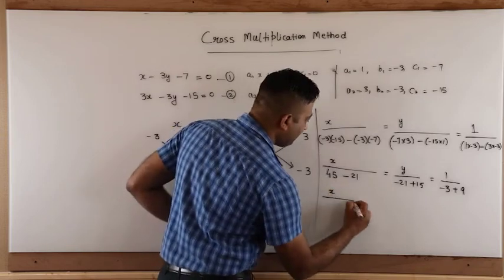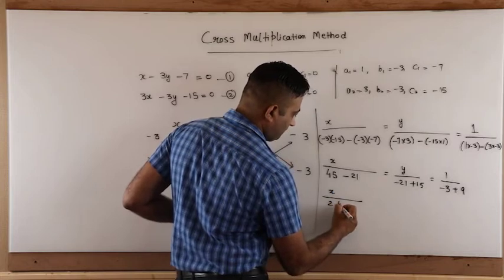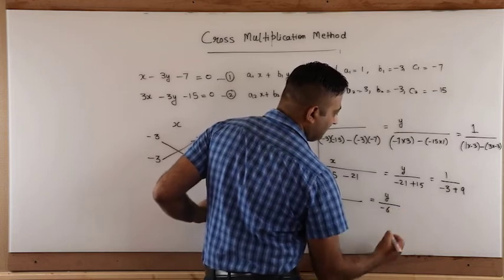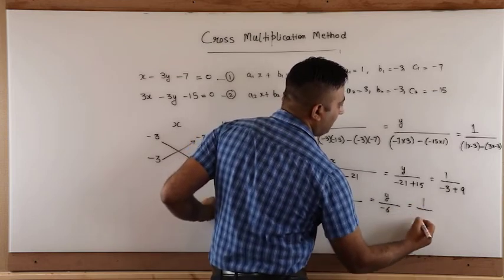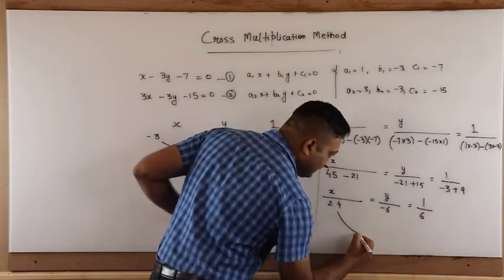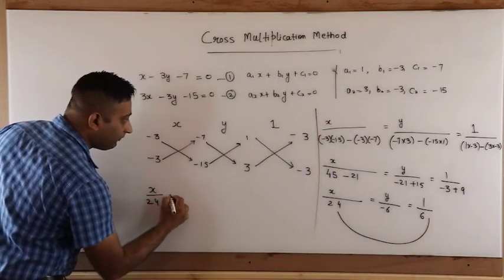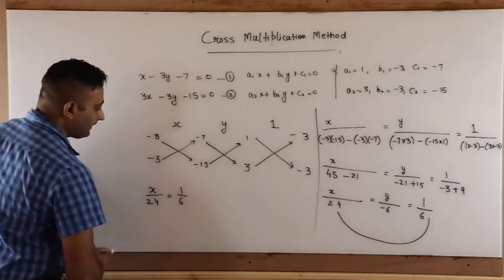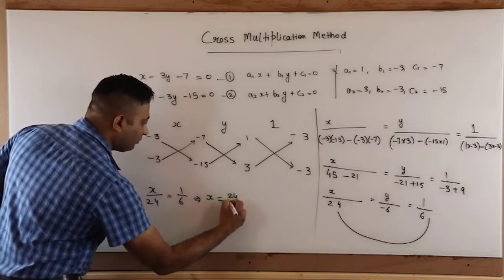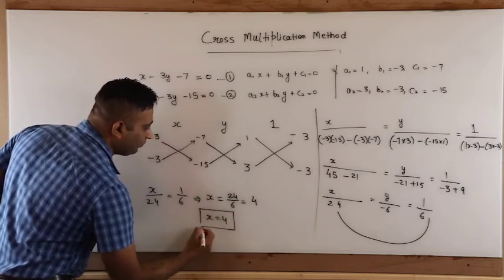So let us further simplify. x/24 = y/(-6) = 1/6. Now we will take these two equalities and equate them. x by 24 is equal to 1 by 6. Now we will get the value of x by cross multiplying these values. x equal to 24 by 6, which is equal to 4. So we got the result that x equal to 4.